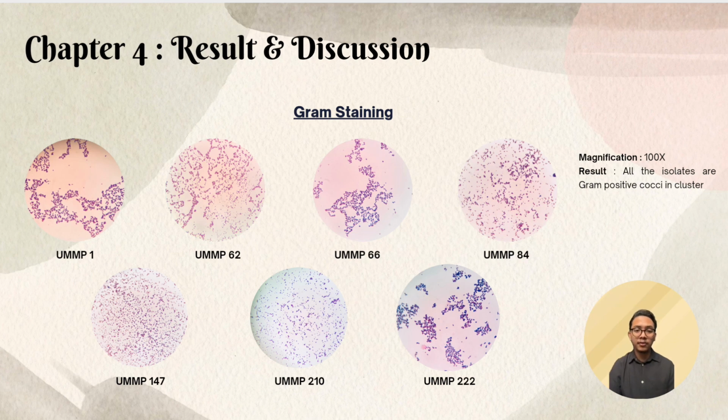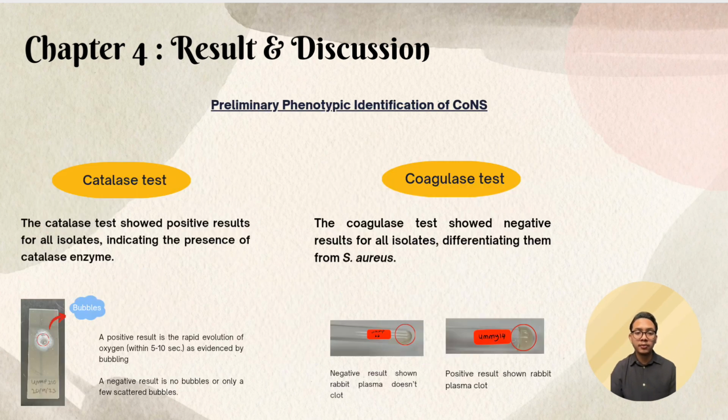After that, we performed a gram staining, and all the isolates were observed to be gram-positive cocci in clusters. To confirm that the isolates were indeed CoNS, biochemical tests including the catalase test and coagulase test were conducted.